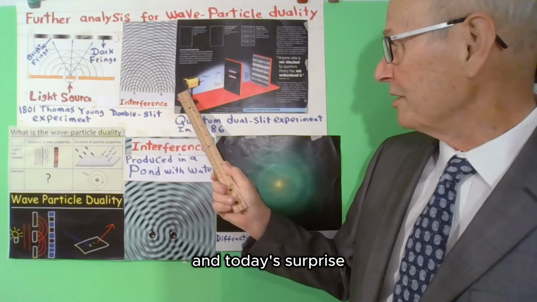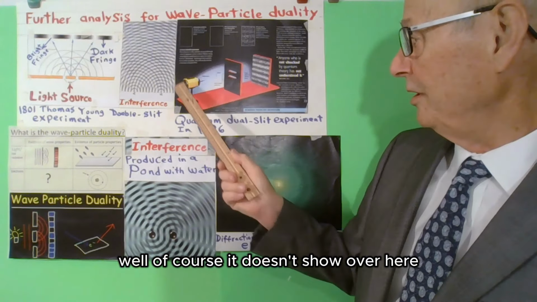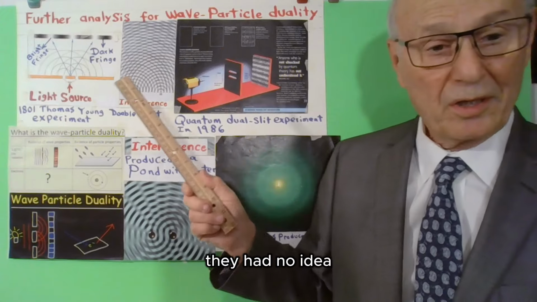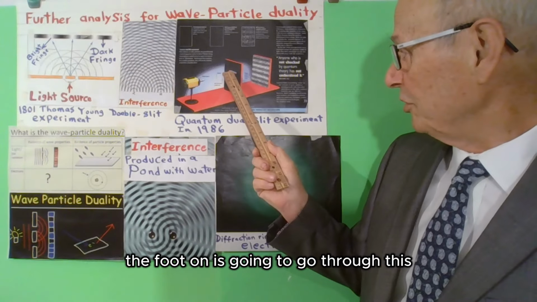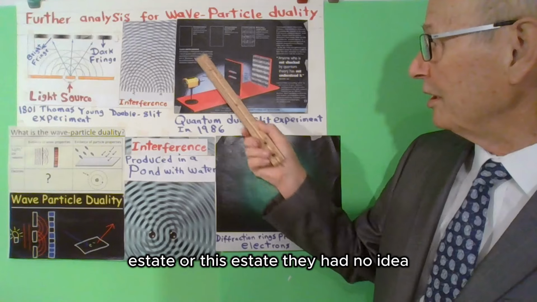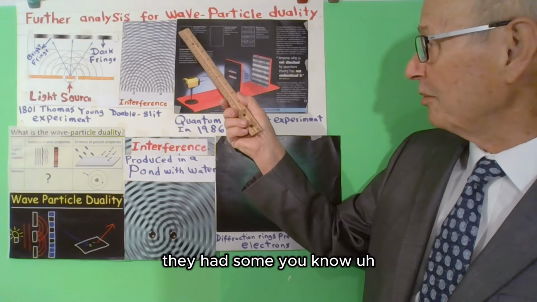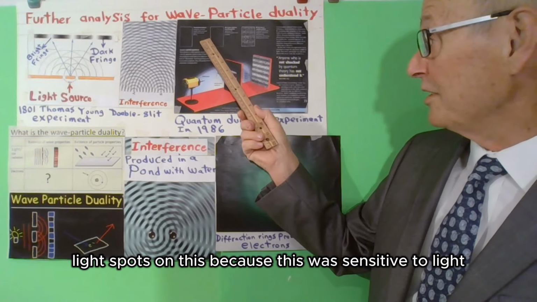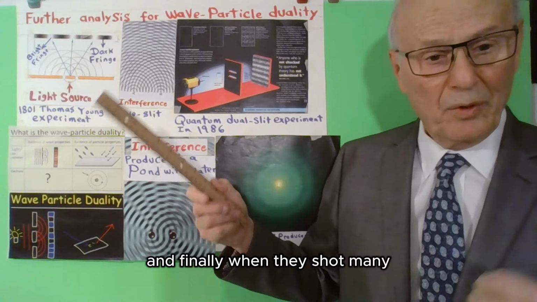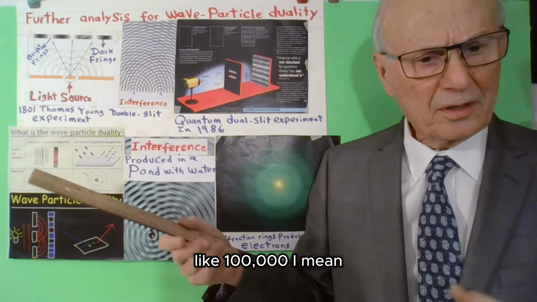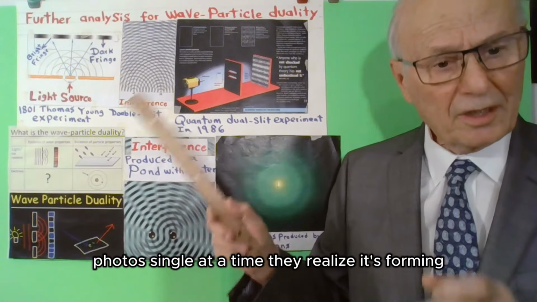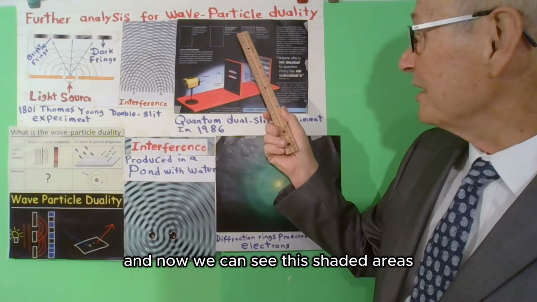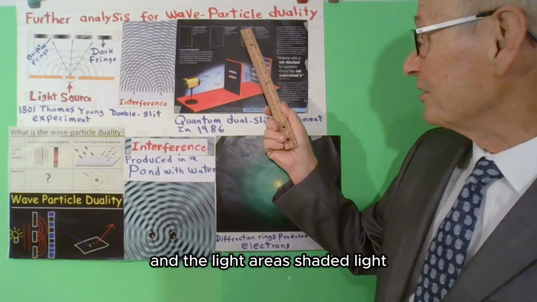And to their surprise, well, of course, it doesn't show over here. They just shot one photon through the slits. They had no idea whether the photon was going to go through this slit or this slit. So finally, they had some light spots on this, because this was sensitive to light. And when they shot many, like 100,000 photons, single at a time, they realized a pattern was forming, and now we can see these shaded areas and the light areas.